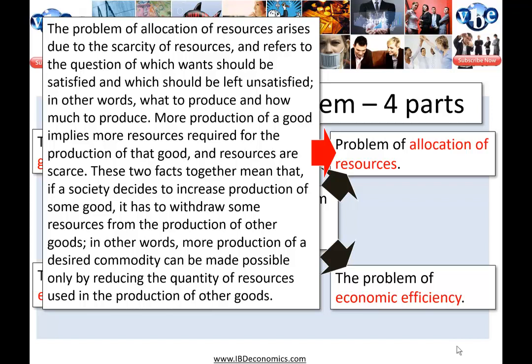So, taken together, these two facts mean that if a society decides to increase production of some good, it's going to need to withdraw some resources from the production of other goods. In other words, more production of a desired good can be made possible only by reducing the quantity of resources used in the production of other goods.